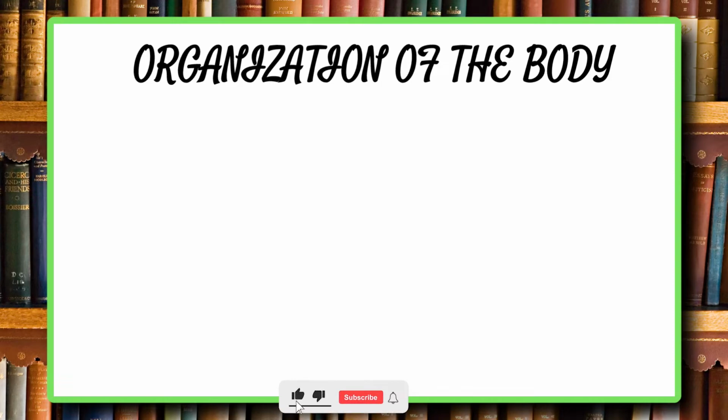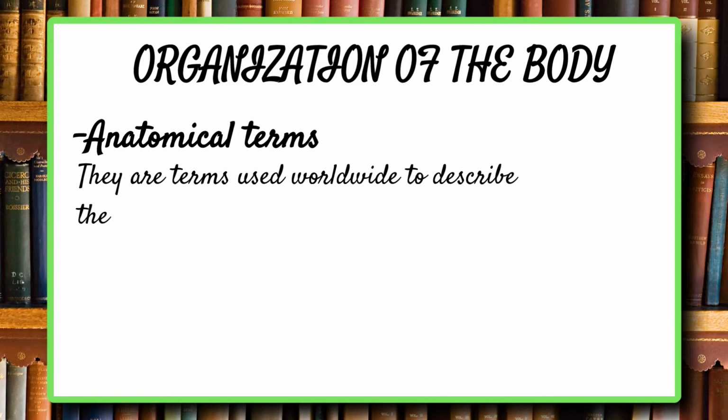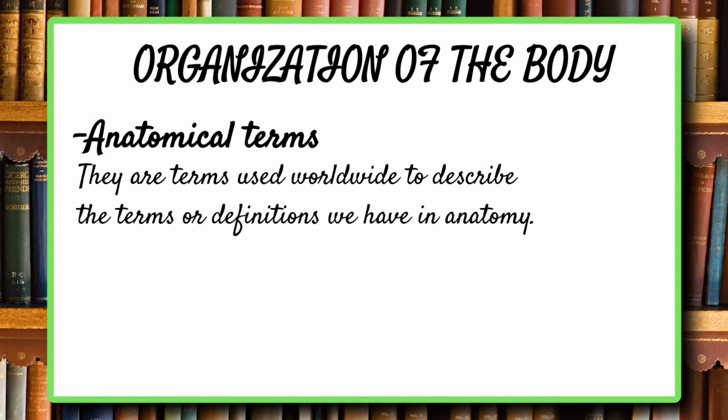Alright, so the first thing we're going to be looking at is what we call anatomical terms. Anatomical terms are terms that are used worldwide to describe the terms or the definitions we have in anatomy. Because whether it be in Nigeria or in the US or UK, anywhere at all in the world, if you say that the head is superior to the leg, you'll be correct.